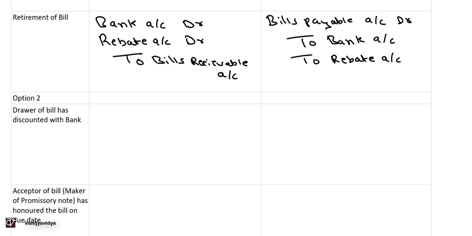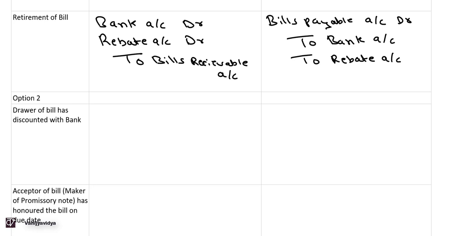Now the next one, option 2. Now we are taking the same example wherein a drawee has accepted the bill and it is with the drawer. Now what the drawer has done is, the drawer of the bill has discounted the bill with the bank. In option 1 we saw the drawer holding the bill with him till the due date. Now in this option 2 we are seeing the drawer of the bill has discounted the bill with the bank. There is a possibility that the drawer might be in need of some funds, and so he has discounted that bill with the bank.